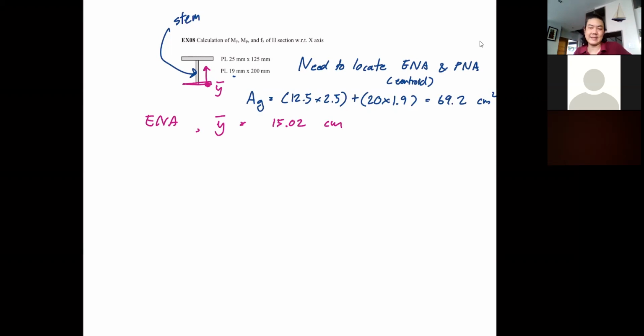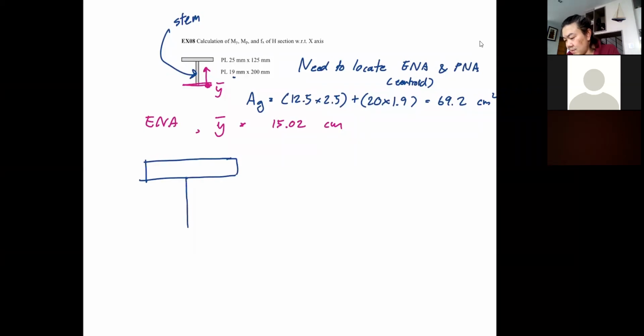This Y bar, the elastic neutral axis, is like kid stuff. You've been doing it since your first year, second year. Okay. But now, because we are using the same material, to locate the plastic neutral axis, we just try to divide the area of the cross section into 2 equal parts. Okay. So now the question is, let me expand this. Where would your plastic neutral axis be? It could be in the flange or it could be in the stem, right? So how do we know that?